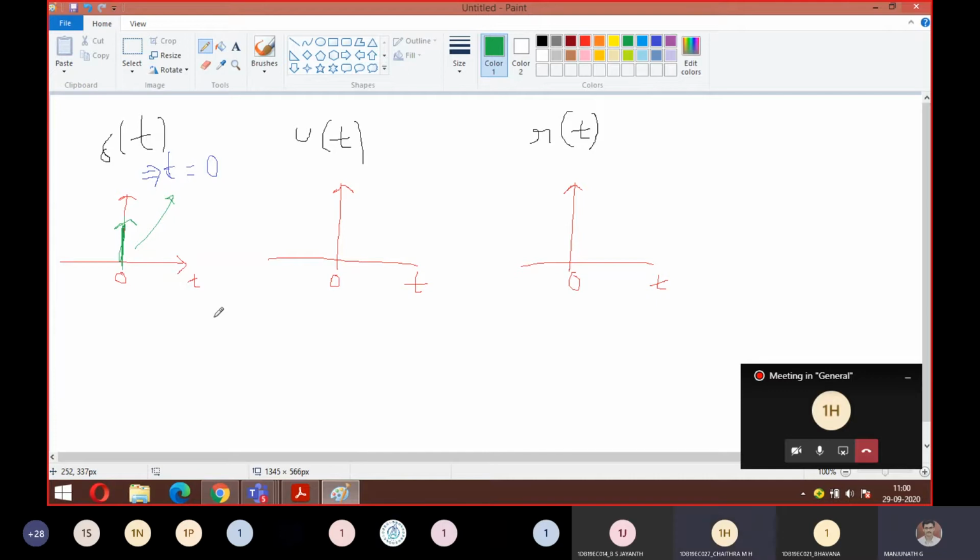See, this may be till infinity. So what arrow mark I have given, this may be till infinity. Only if it is discrete, there will be some pulses.